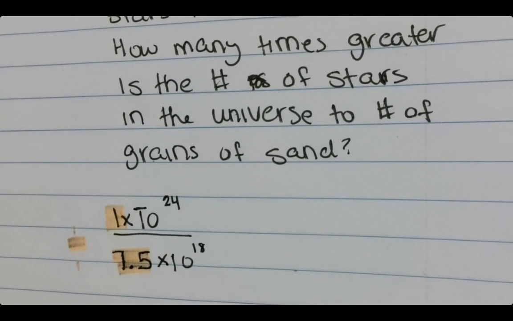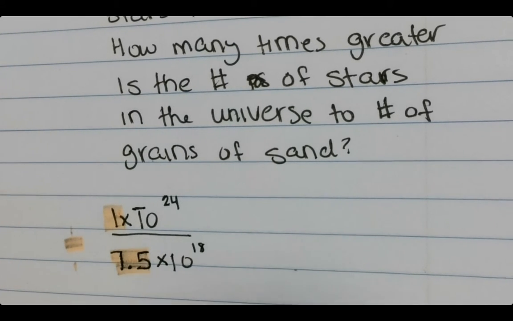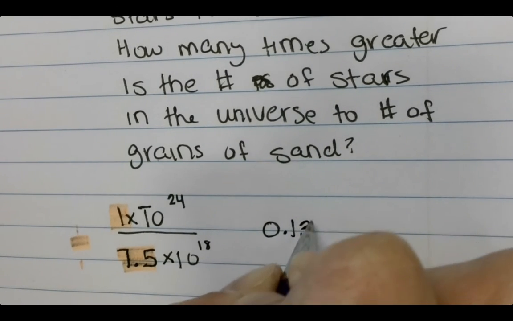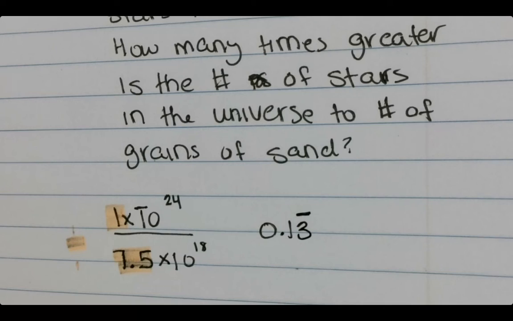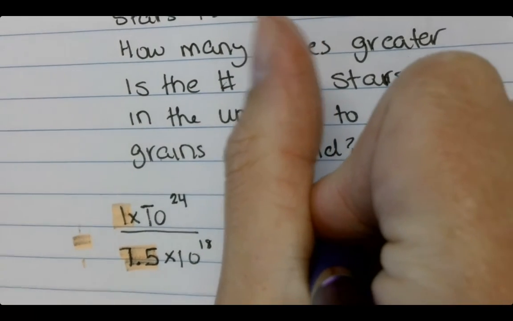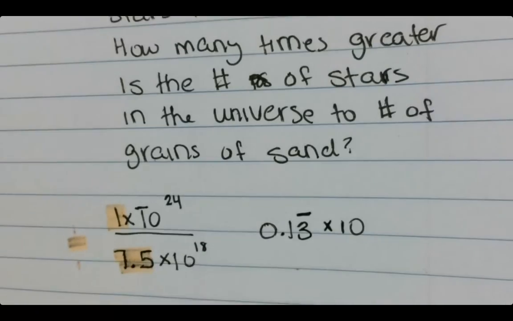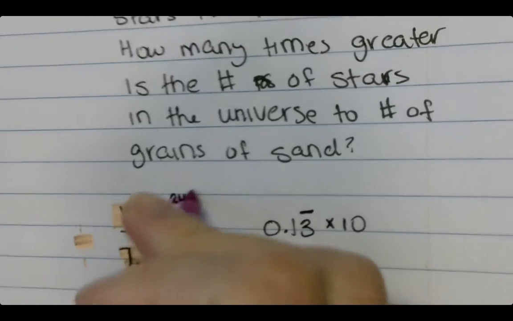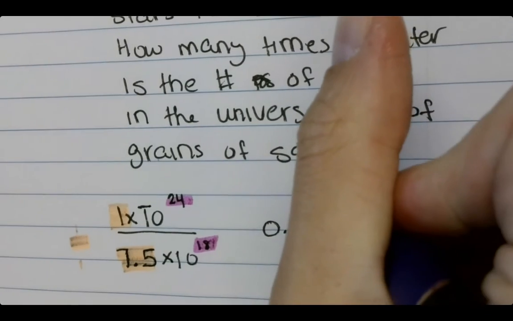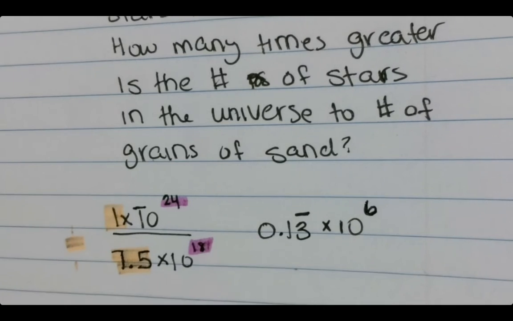So we are doing 1 divided by 7.5, and we are getting 0.13 with the 3 repeating. This is going to be times 10. With our exponents, we are just subtracting. So 24 minus 18 is 6.